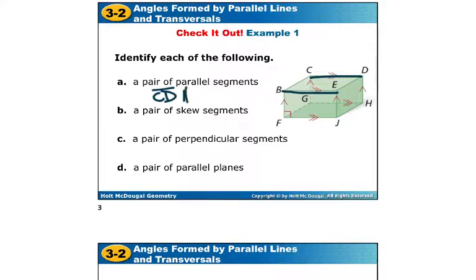And of course we're going to say parallel. That was a really bad parallel. And then BE. So that's segments are parallel.